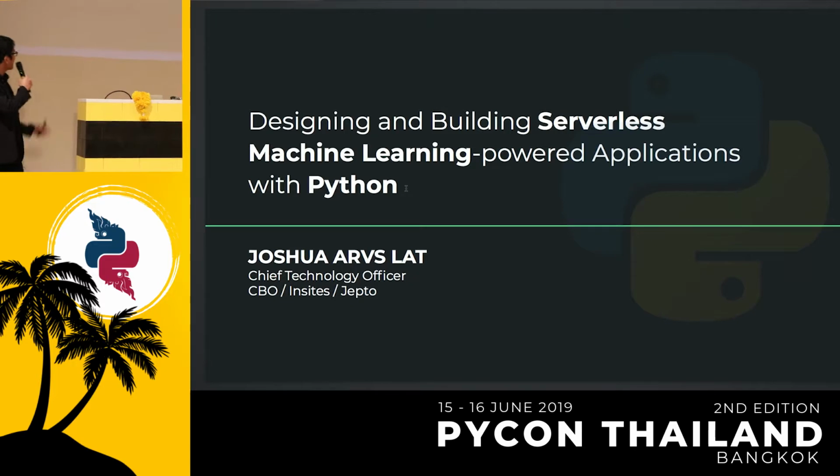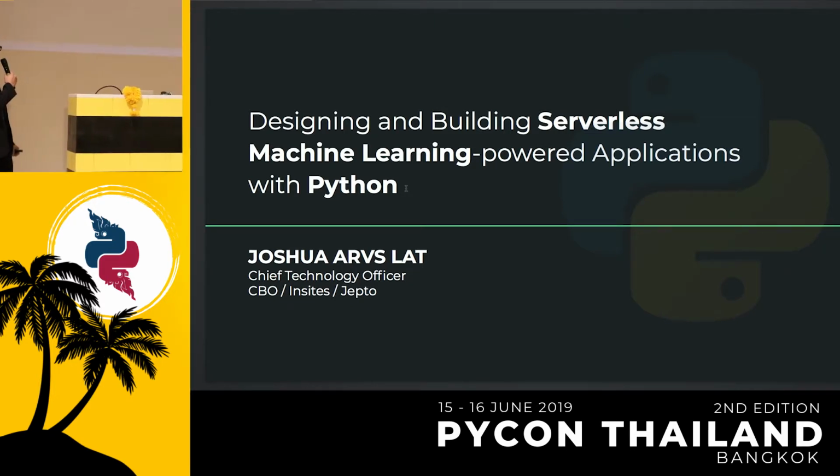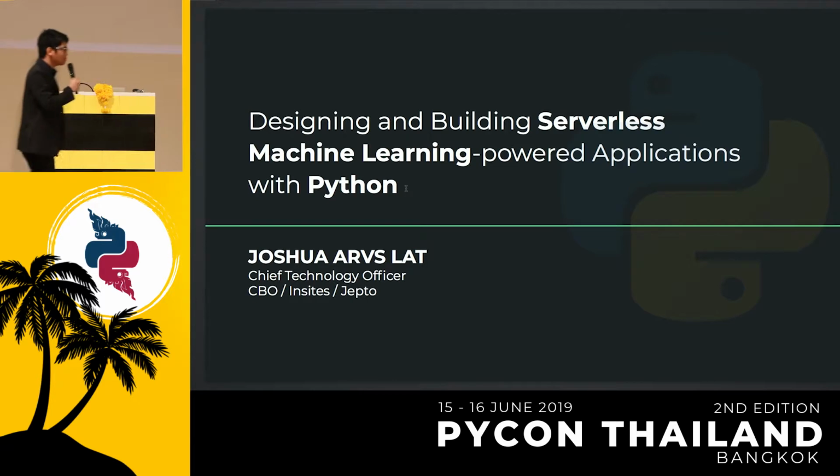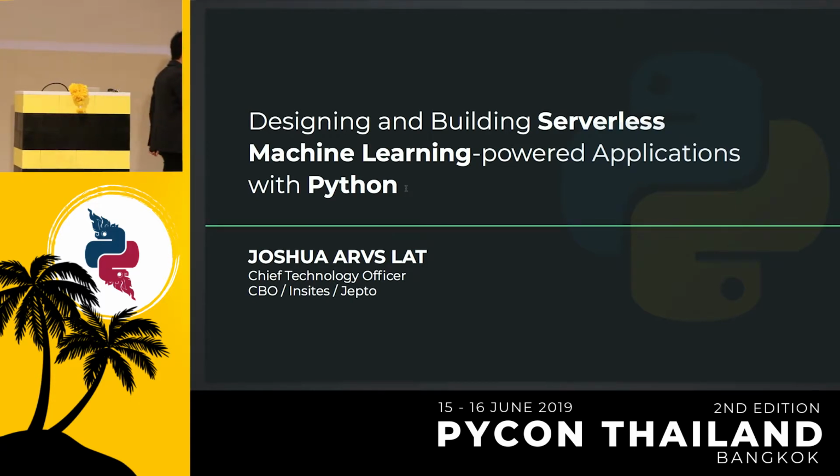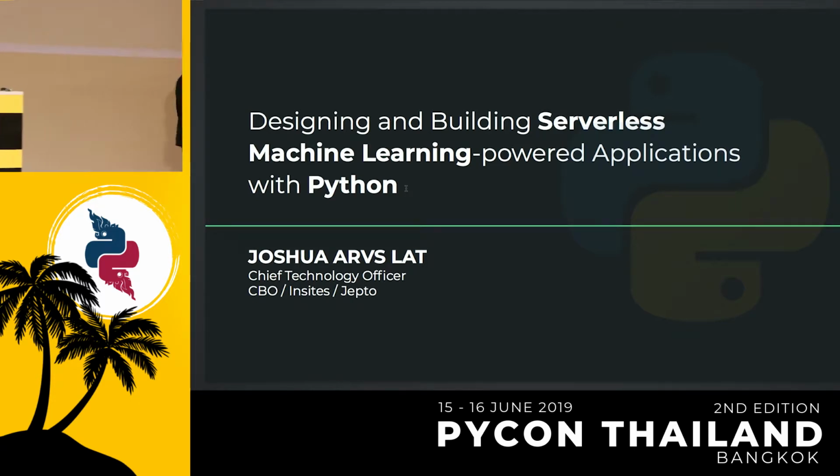To introduce myself again, I am Joshua Arvin Lat, and I am the Chief Technology Officer of three Australian startups, CBO, Insights, and Jepto. So my topic for today would be designing and building serverless applications, and I'm going to focus on machine learning-powered applications.